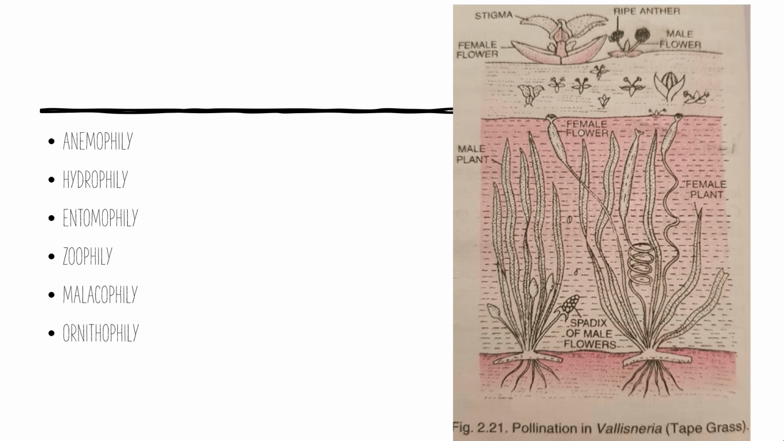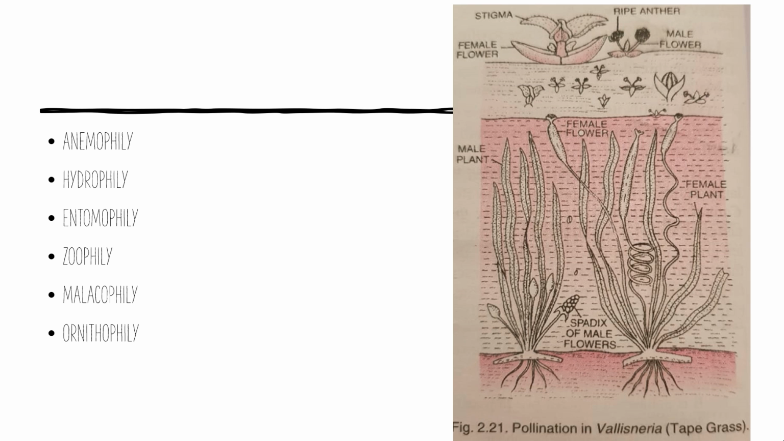Vallisneria is a submerged freshwater aquatic plant. They produce a large number of male flowers, and the female flowers are long, stalked, solitary pistillate flowers. They have large, sticky stigmas. Pollen grains are covered by mucilage, which helps them stick to the stigma. After pollination, the female flower is pulled inside the water by coiling of its stalk.